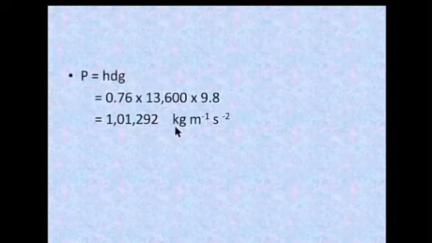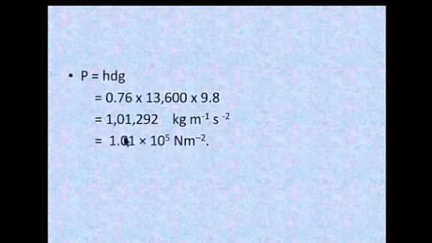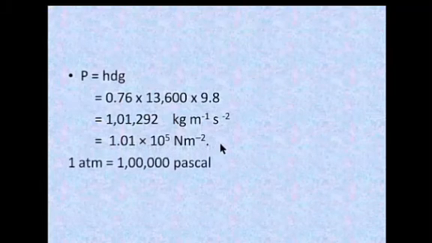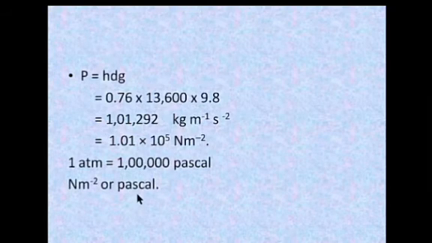1,01,292 kg per meter power minus 1 second power minus 2. This is shortened to 1.01 into 10 power 5. This can be simplified to Newton per meter square. And therefore, this can be taken as 1 lakh Pascal. 1 atmosphere is taken as around 1 lakh Pascal. Newton per meter square can also be written as Pascal or capital P small a. You can write Pascal as PA.